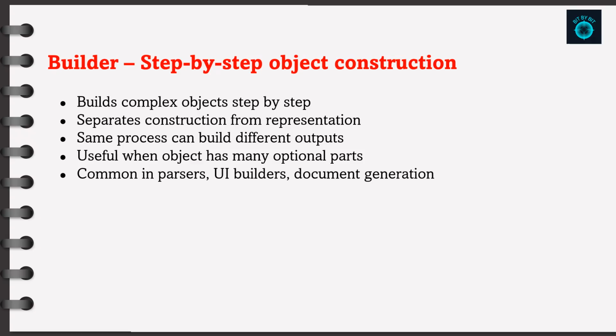Instead of passing a long list of arguments to a constructor, the builder pattern lets you gradually set each part of the object and then assemble it when you're done. The builder pattern is commonly used in parsers, user interface builders, and document generation, where objects can have many customizable parts that need to be assembled in a flexible way. Now let's see how the builder pattern works in Python with a practical example.